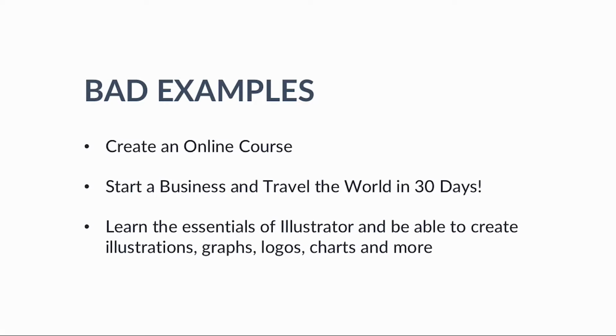The last bad example is learn the essentials of Illustrator and be able to create illustrations, graphs, logos, charts, and more. And the obvious one that's wrong with this one is it's not simple enough. Sure, you may learn illustrations, graphs, logos, and charts, but there's no need to make that part of the course objective, and it just makes it too complicated. And on top of that, even though it tells you all the things you're going to be able to create, I don't think it's specific enough. It's basically saying learn the essentials of Illustrator, and then you'll be able to make these things. But what exactly are the essentials of Illustrator? What specifically are you going to be learning?